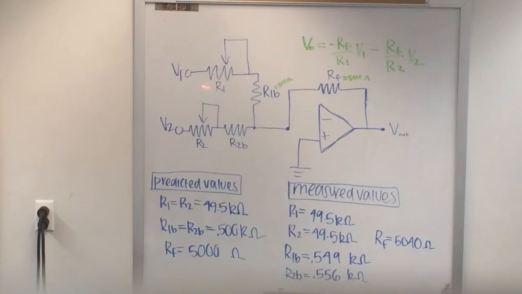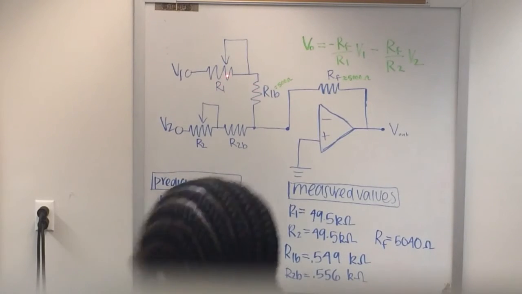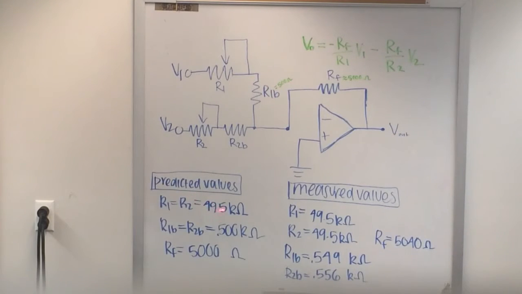But say we set R1 to the max value. R1 and R1B are in series, so we would add these up. And we would want their value to get to about 50, so we put R1 to be 49.5 and R1B to be 0.5 kilo ohms. So adding these two up, we would have 50 over 5,000, which is 0.1, which is the bottom value of the range.